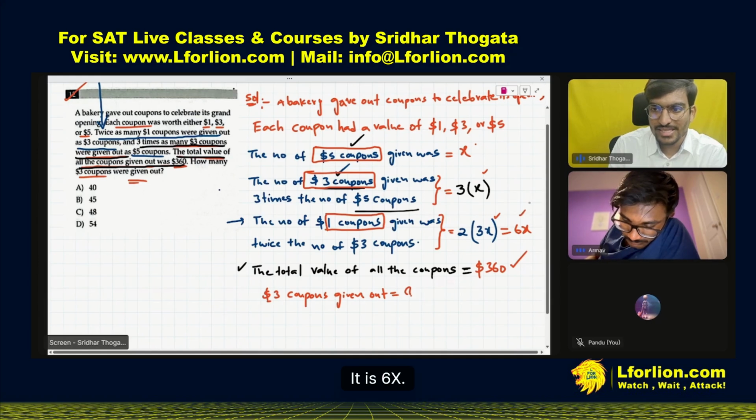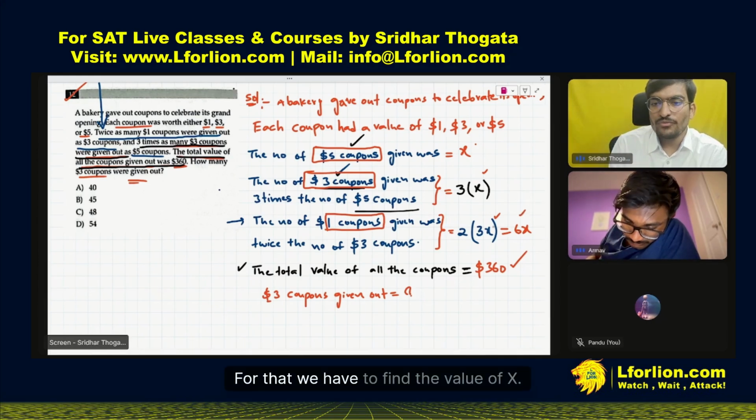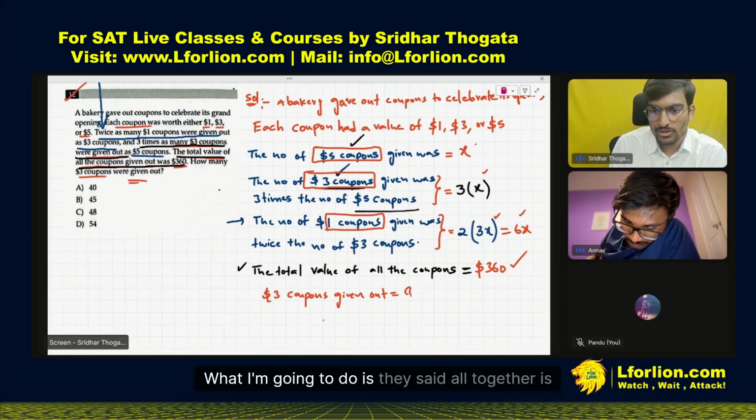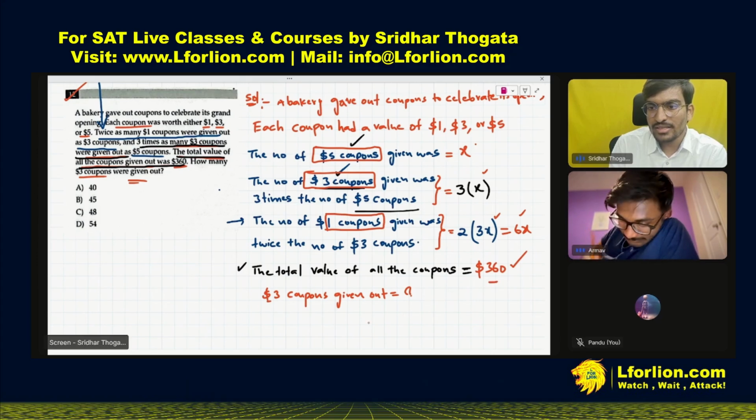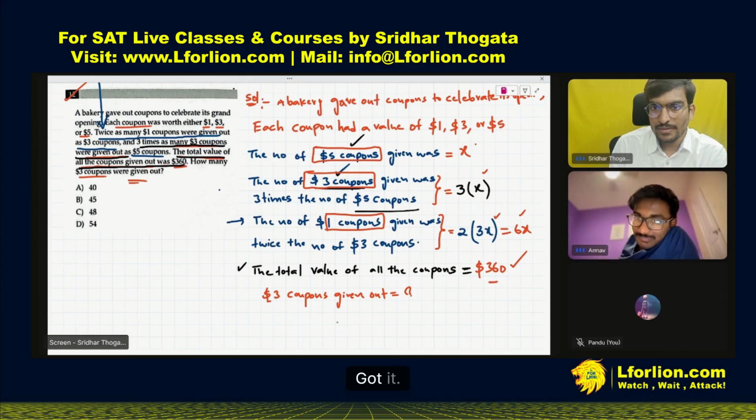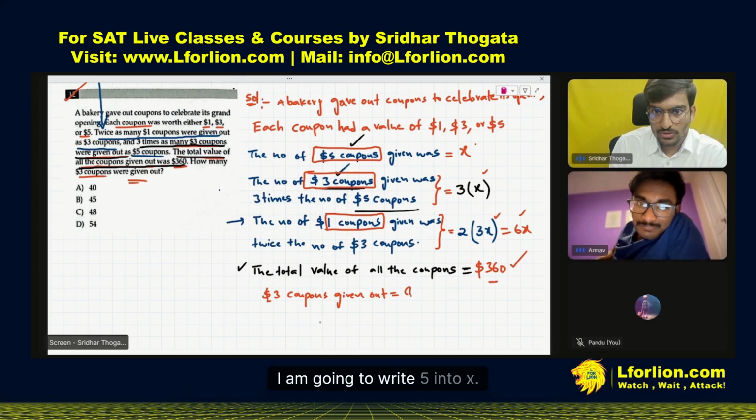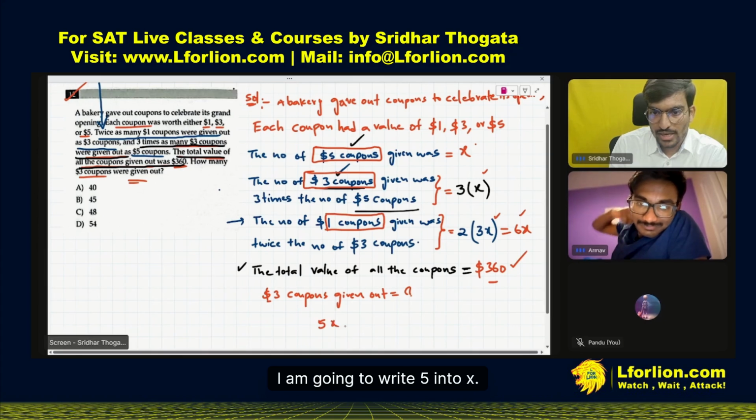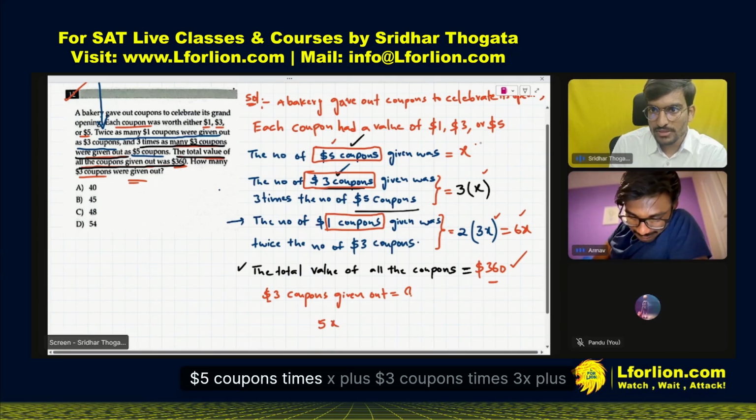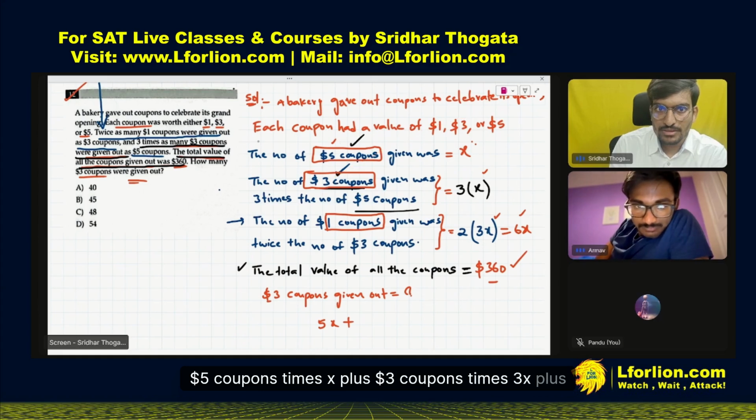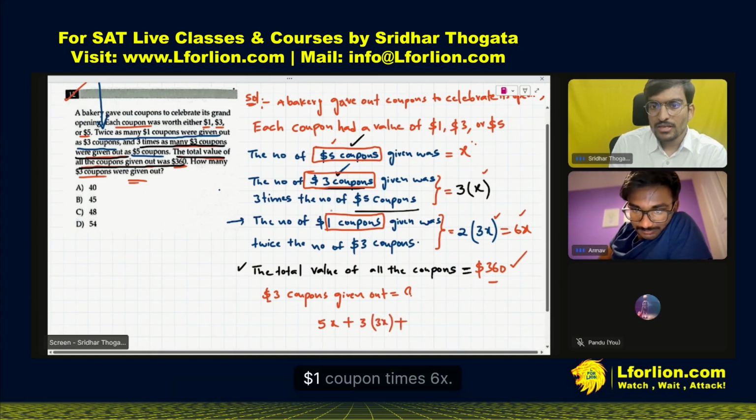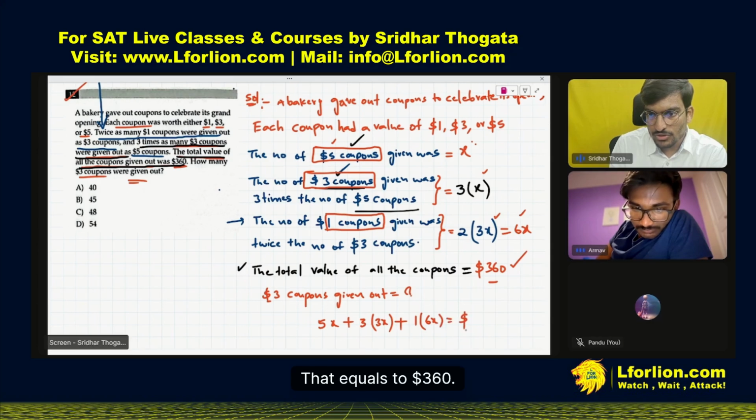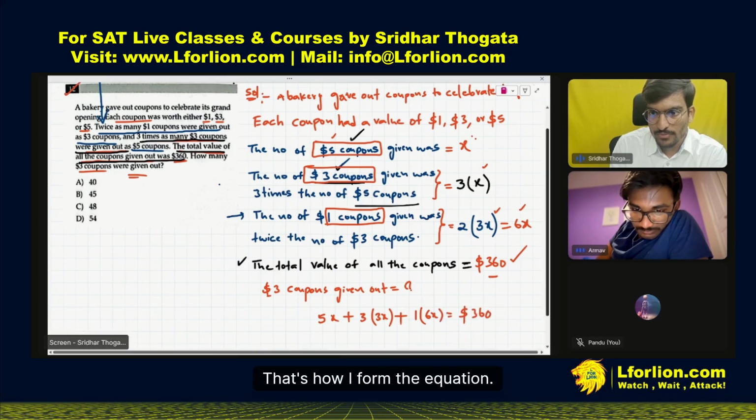So now we have to find how many $3 coupons there are. It is 3x. For that, we have to find the value of x. What I'm going to do is, they said altogether is $360. I'm going to write 5 times x: $5 coupons times x plus $3 coupons times 3x plus $1 coupons times 6x equals $360. That's how I form the equation.